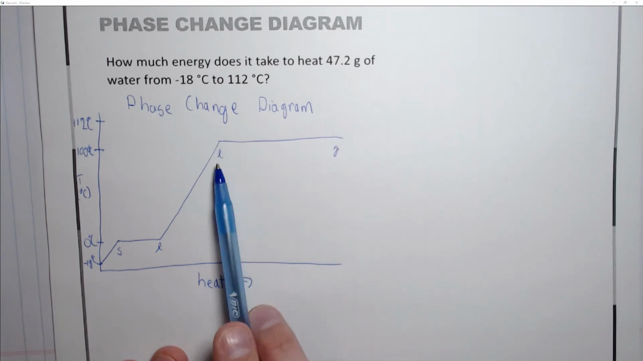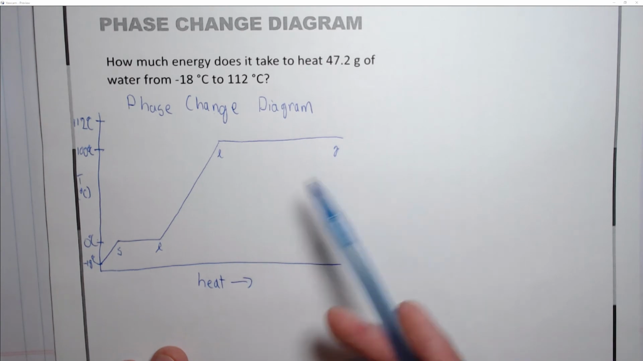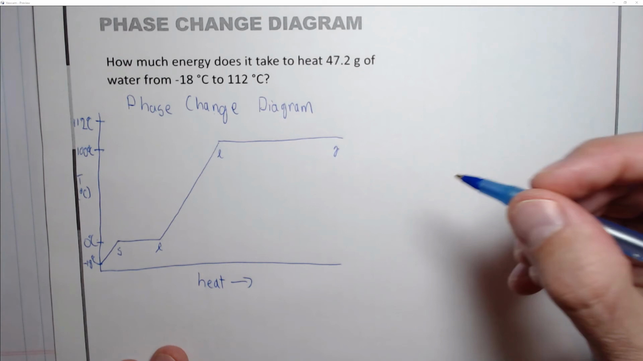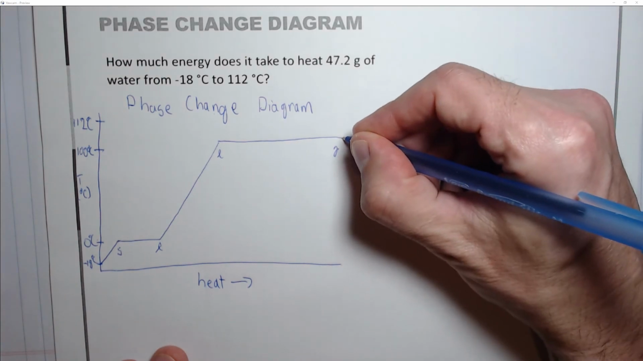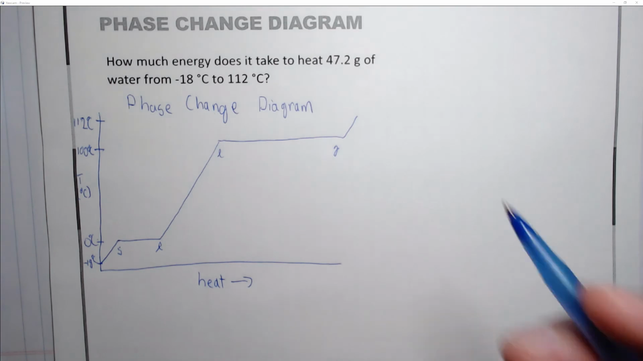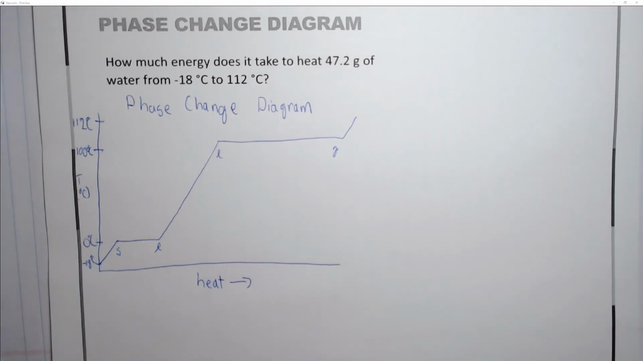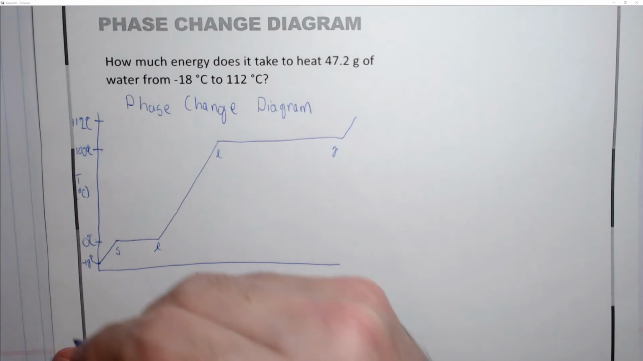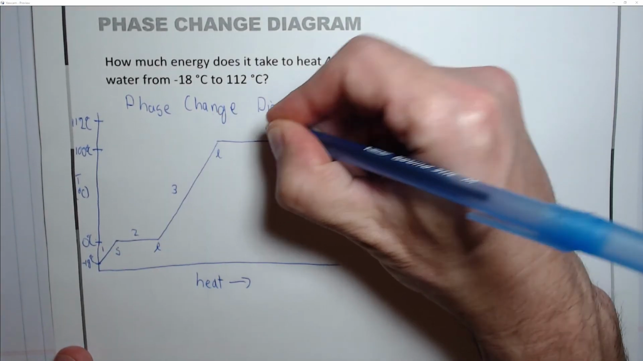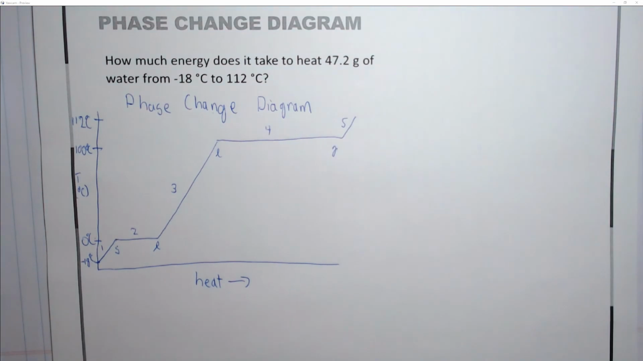What are we doing here? We are separating the molecules, we're boiling it. This is where the enthalpy of vaporization comes into play. Then finally, we have gas at 100 degrees C. We heat it to 112 degrees Celsius, the final temperature, because that's what it asks about. And what we end up with here is essentially 1, 2, 3, 4, 5 segments.